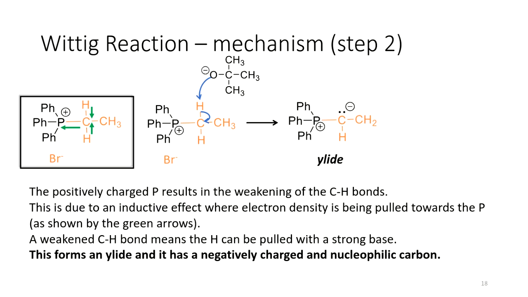And our nucleophile is known as an ylide. Any species that has separated charges, where you have a positive charge on one atom, and right beside it you have a negative charge on another atom, is known as an ylide. So this is a phosphorus ylide.